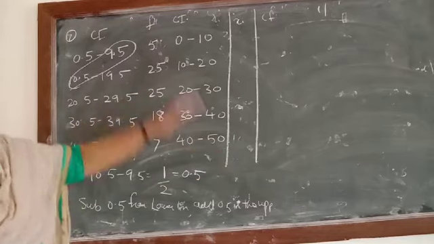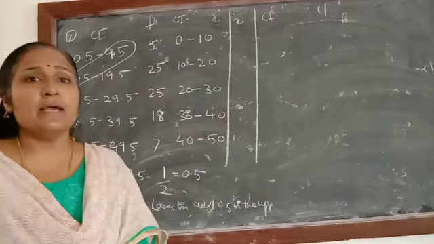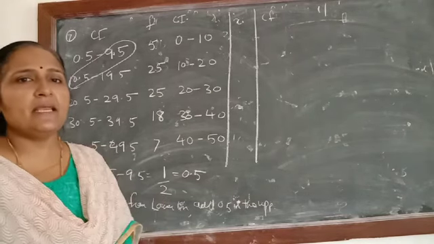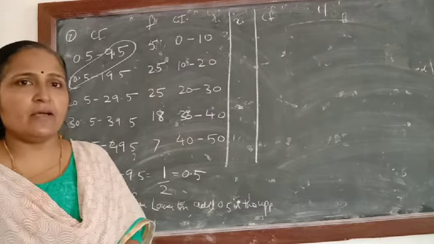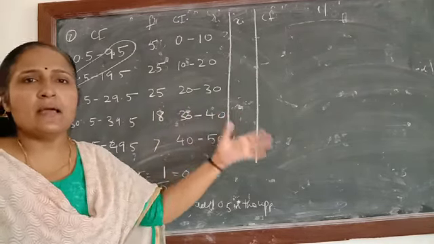So all of you do the questions as homework. In homework you have to do exercise 15.1. In that, we already did mean deviation about mean. So you have to do the questions on mean deviation about median.